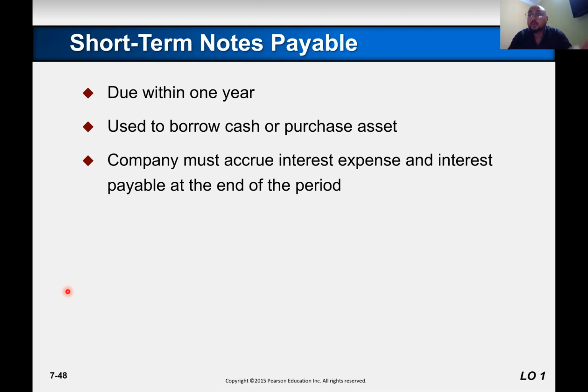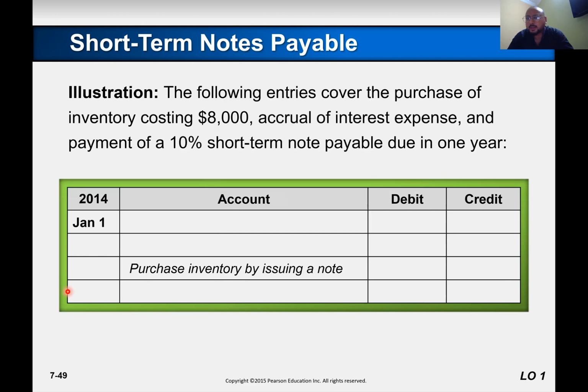In notes receivable, you receive the interest. In notes payable, you pay the interest. Simple. So let's talk about the example here. The following entries cover the purchase of inventory costing 8,000, accrual of interest expense, and payment of a 10% short-term note due in 1 year. So first of all, you purchase inventory through notes payable, 8,000.